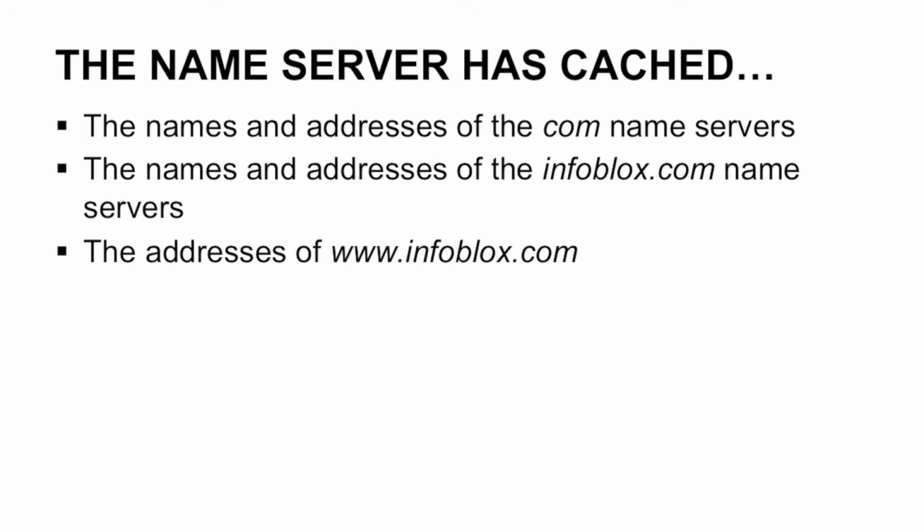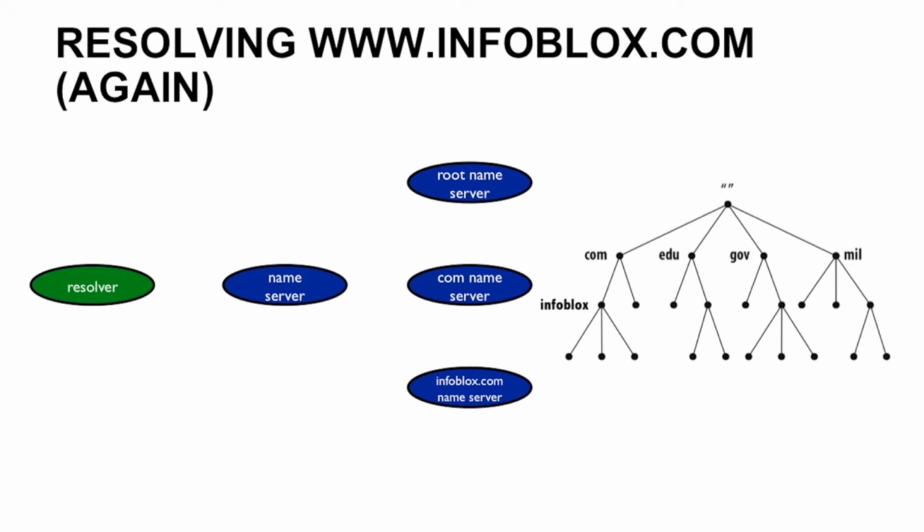from a root name server and one from a COM name server, it'll cache the resource records in those referrals. Specifically, it'll cache the names and addresses of the COM name servers and the names and addresses of the infoblocks.com name servers. It'll also cache the answer, the address of www.infoblocks.com. Let's see how that helps streamline the resolution process for future queries.